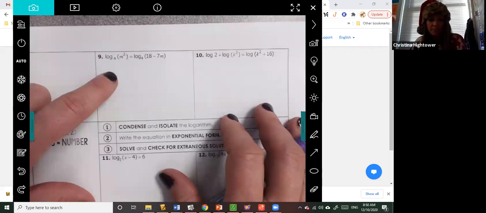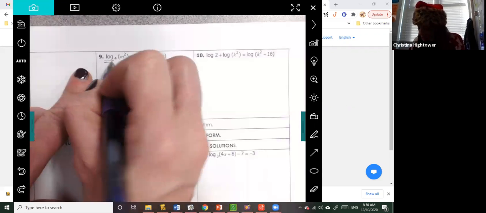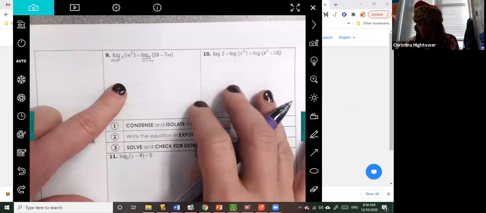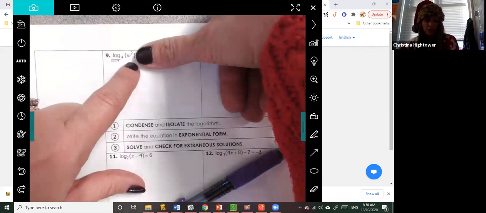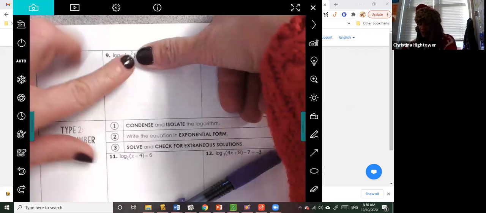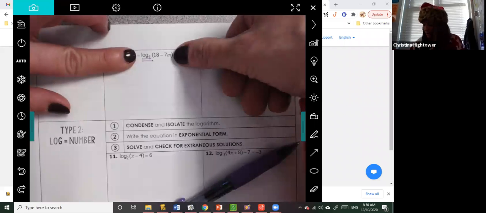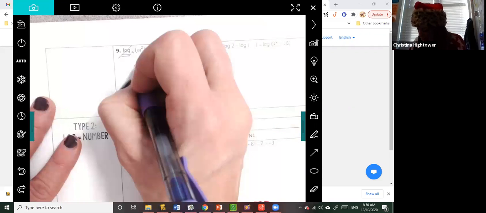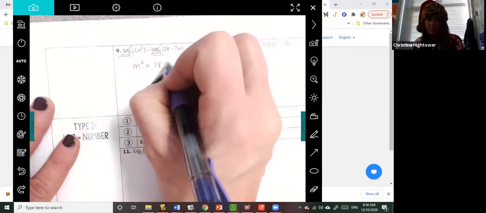All right, so number 9, I have exactly one log on the left and one log on the right. If I look at the left, there are no numbers to be moved into the exponent. There's already an exponent, but there's no numbers to be moved there. So that's good. And on the right, there are no exponents, so it's good to go. So now all I have to do is cancel, cancel, and rewrite. m squared equals 18 minus 7m.